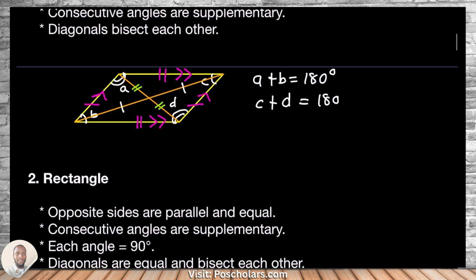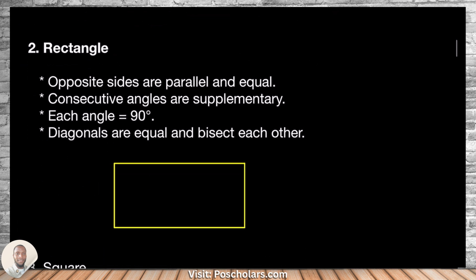So next, rectangle. What are the properties? First property says opposite sides are parallel and equal. So equal, first of all, this side is equal to this side, right? This side is also parallel to this side, right? Similarly, this side is equal to this side, and this side is also parallel to this side, right?